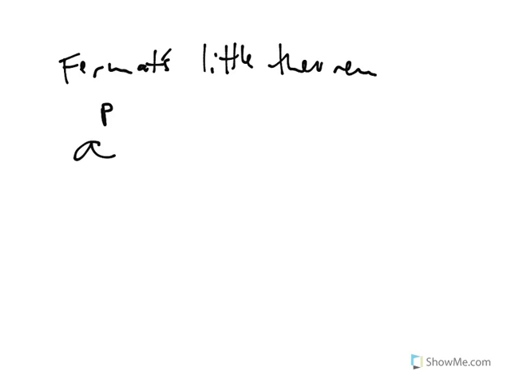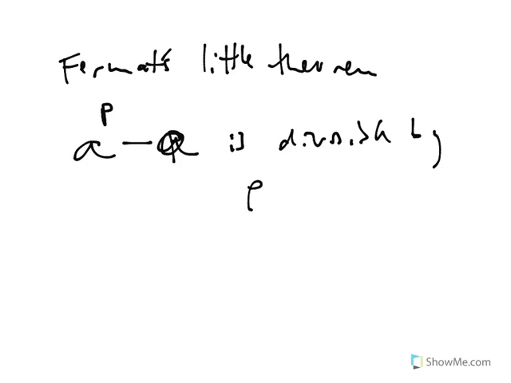Fermat's little theorem is a theorem about remainders, and one way of saying it is that a to the p minus a is divisible by p if p is prime, and a is less than p.